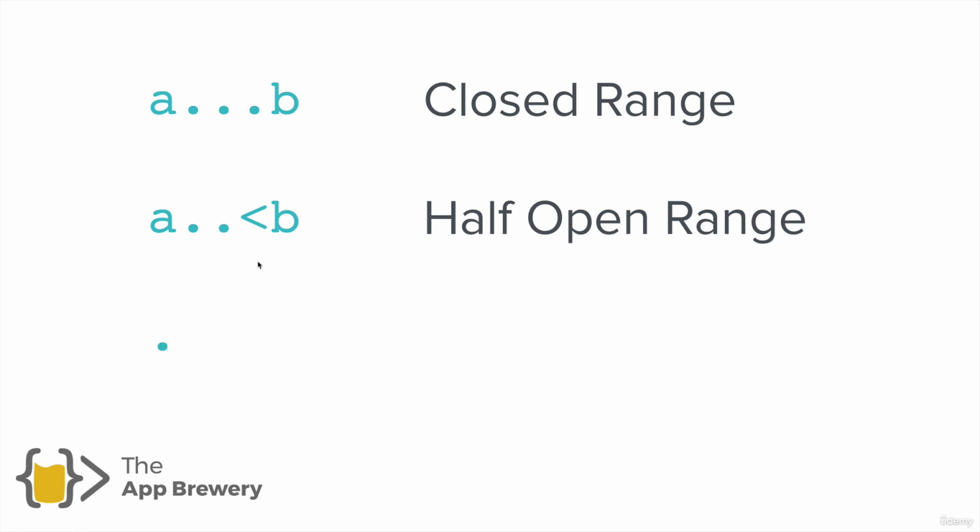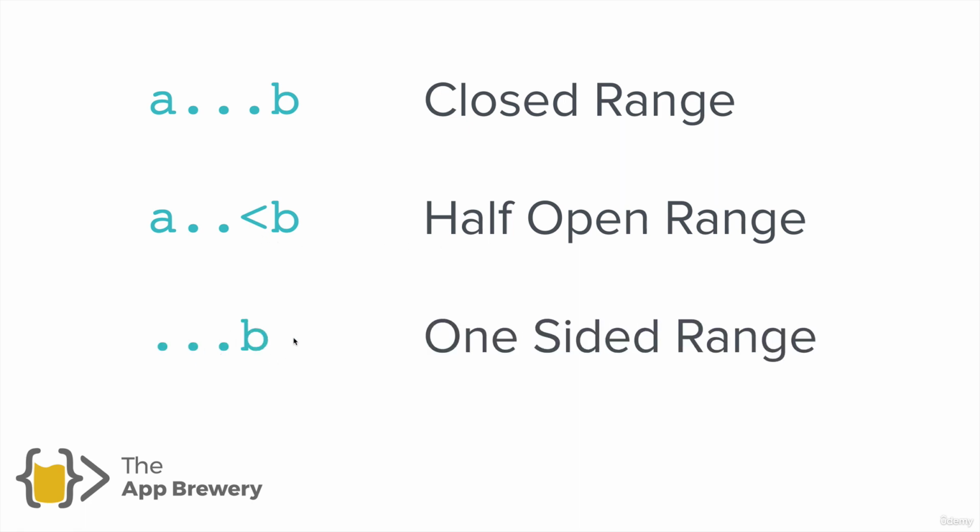And finally, one that you haven't seen yet is something called a one-sided range operator, where you leave one of the sides, either the A side or the B side, empty. So this means that we're creating a range that is up to and including B, but it can be any number that's less than B.